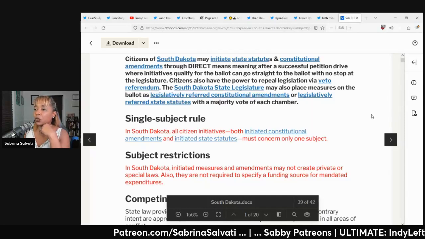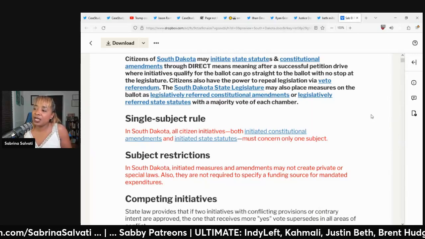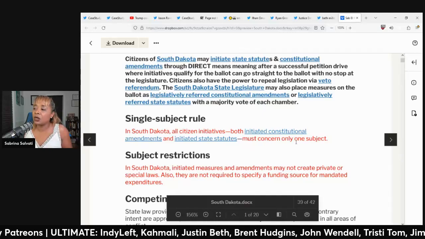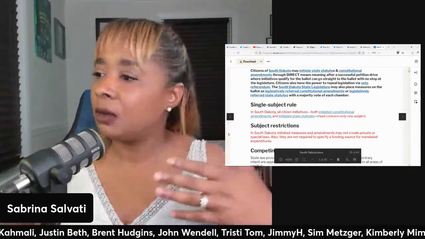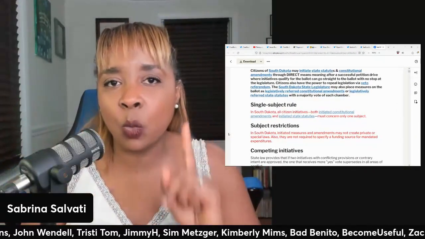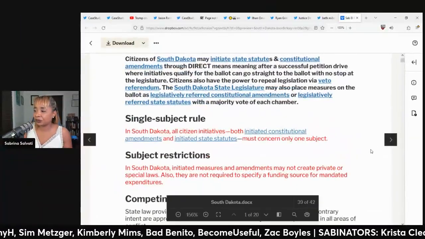Single subject rule. In South Dakota, all citizen initiatives, both initiated constitutional amendments and initiated state statutes, must concern only one subject. So we've talked about that before. A lot of states have this rule. You can't have two different subjects as one ballot question. You can't do that. They see it as not fair.